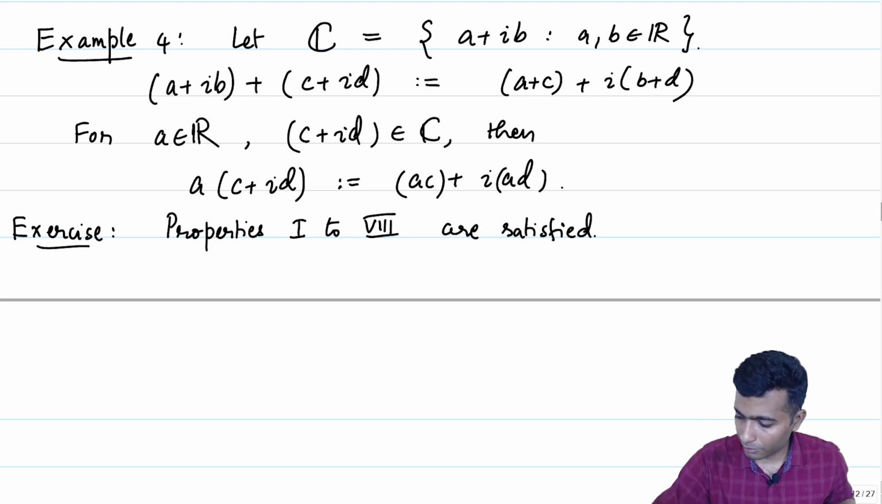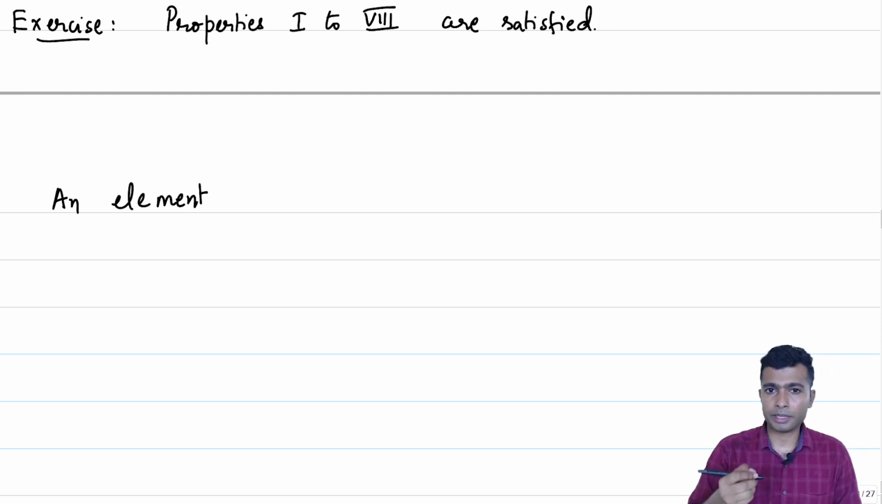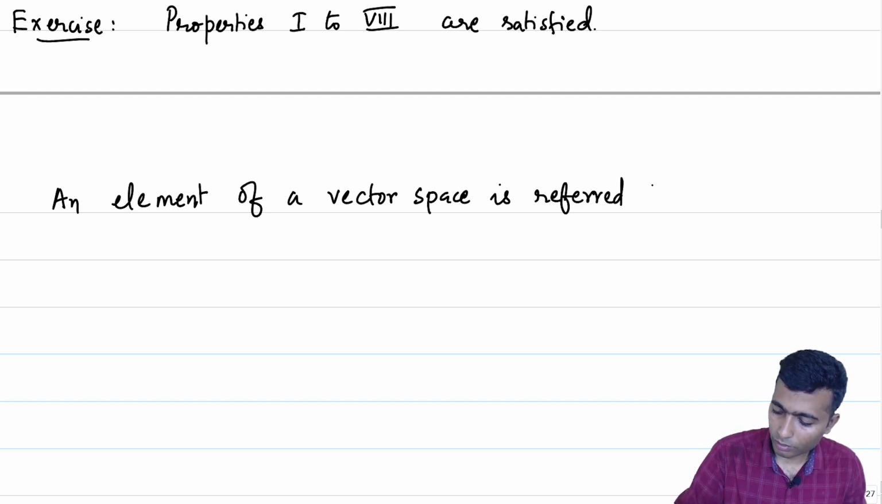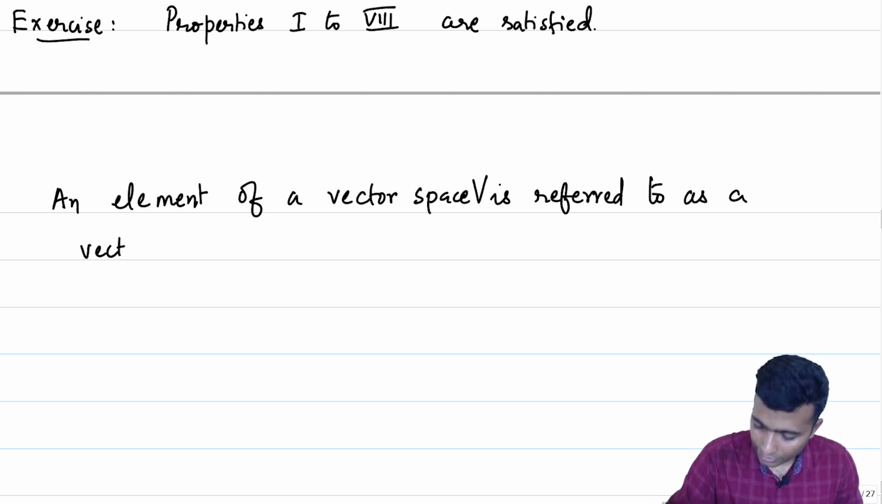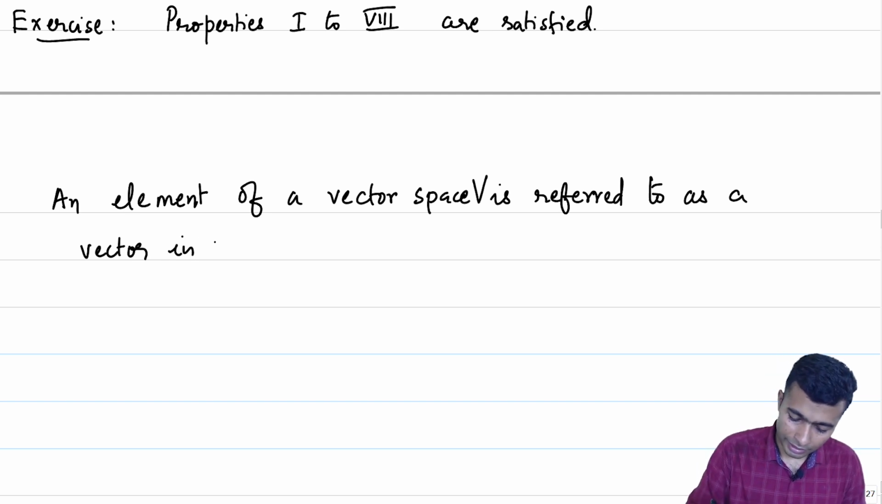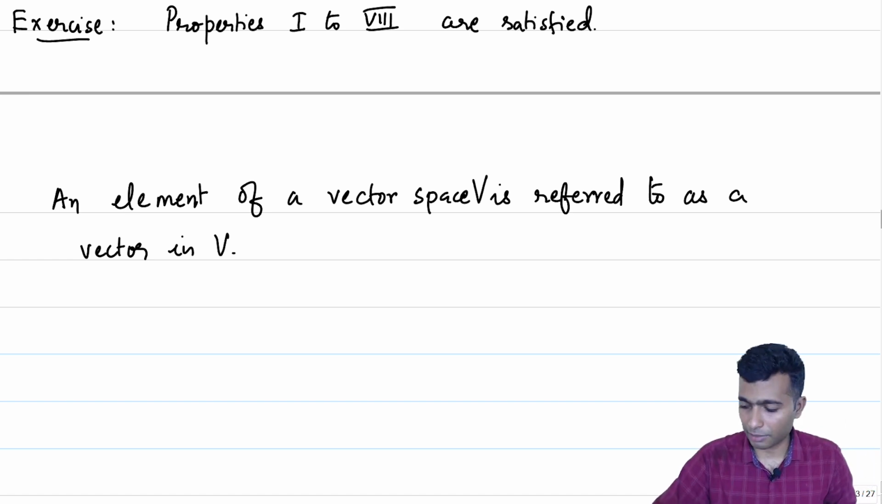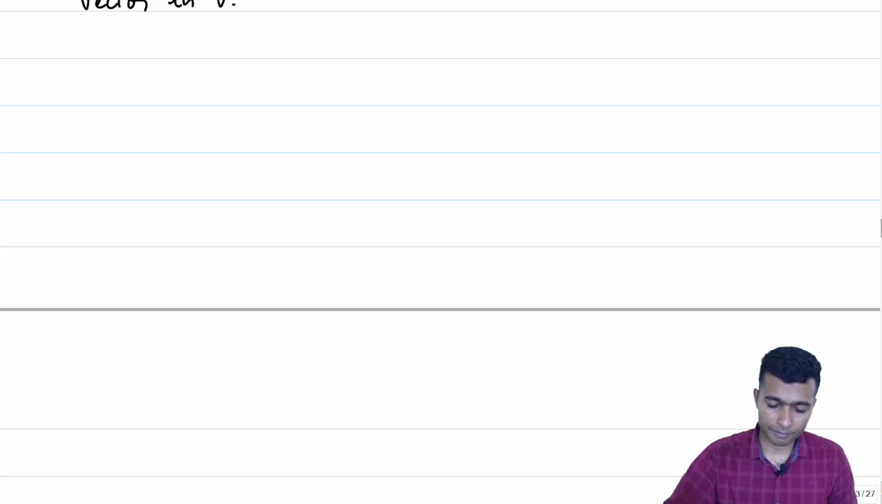Before going into the next example, let me just give a definition. An element of a vector space is sometimes referred to as a vector. An element of a vector space V is referred to as a vector in V. So, when we say something is a vector in V, we just mean that it is an element in capital V. Okay, let us look at the next example, example 5.